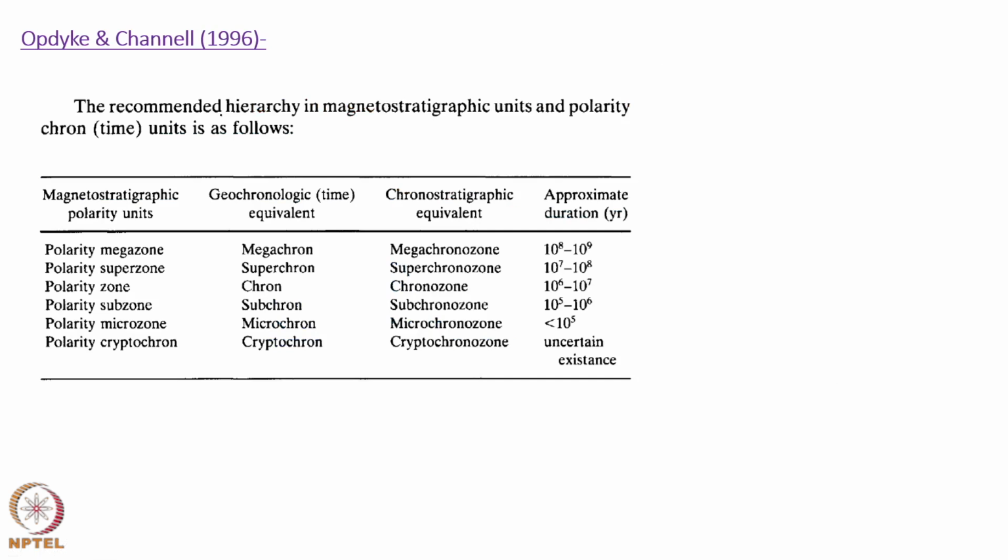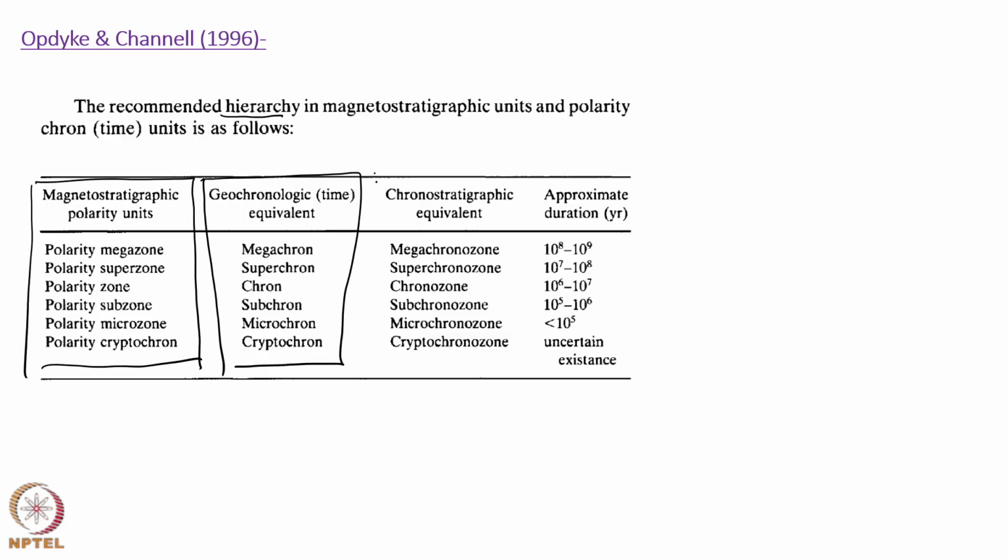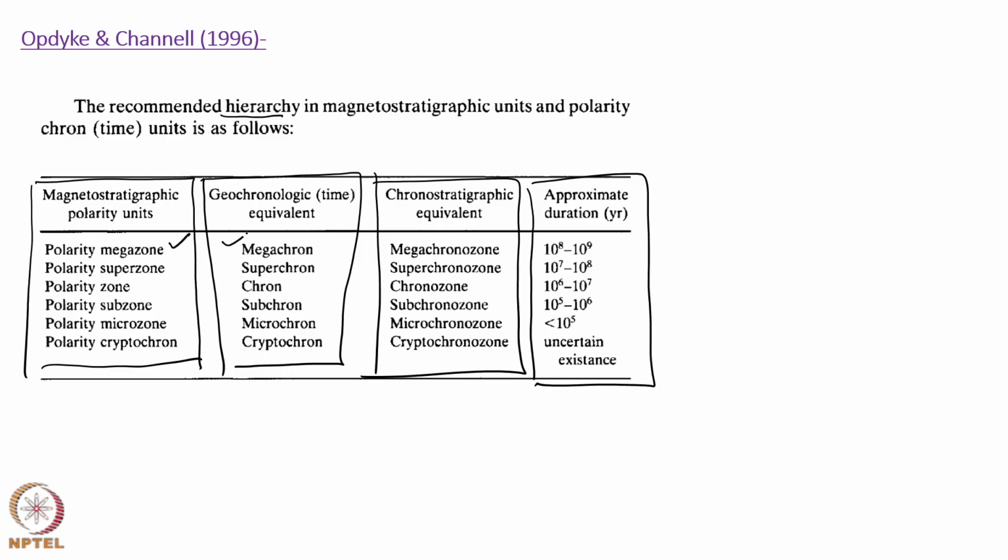The recommended hierarchy in magnetostratigraphic units and polarity chron is as follows. Here are the magnetostratigraphic polarity units. Here is the geochronologic time equivalent. Here is the chronostratigraphic equivalent, and here is the approximate duration. Polarity megazone can be compared with megachron, is comparable with megachronozone, and the duration is 10 to the power 8 to 10 to the power 9 years.